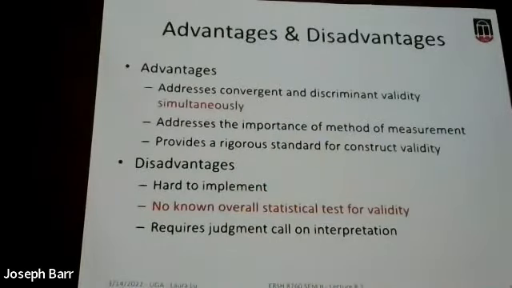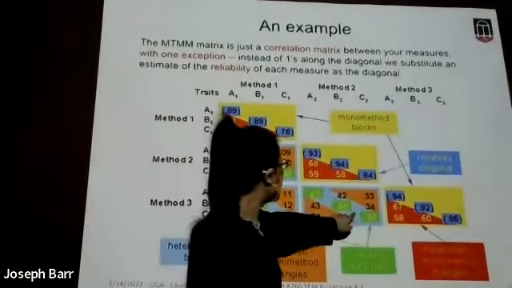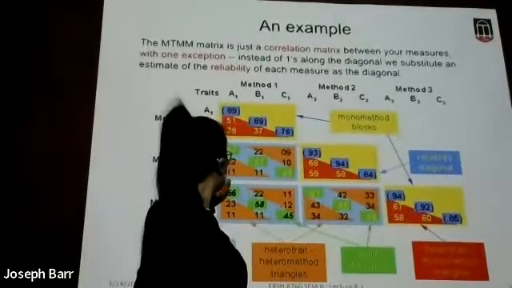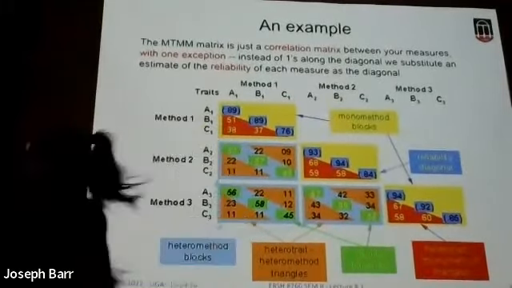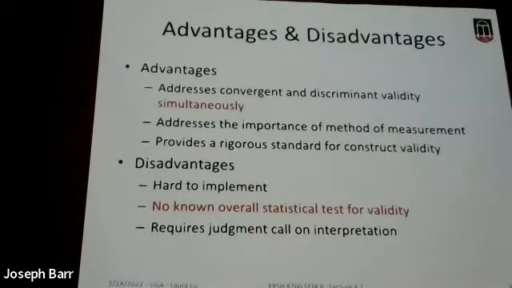Yeah, so when we talk about validity, I said, okay, this is a method with some advantages and also some disadvantages. For example, advantages include it can check convergent and discriminant validity simultaneously. So by looking at the numbers, for example, this number should be large. Okay, these are the reliabilities. This number should be large, and this number should be small. Simultaneously, okay, check both validities. And also it can assess the importance of method of measurement, and provide a rigorous standard for construct validity.